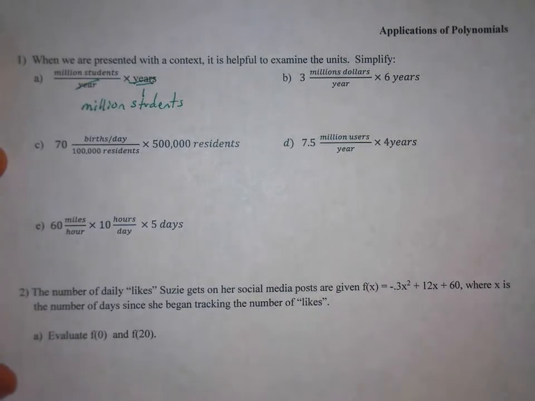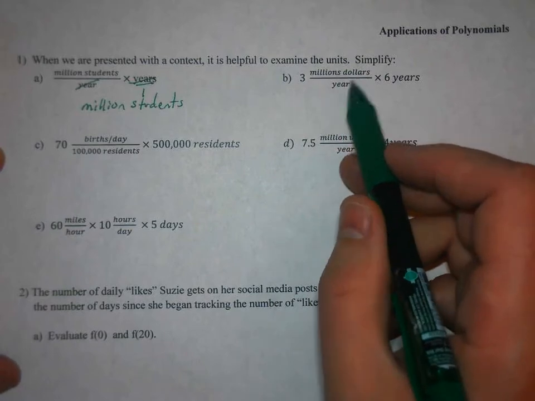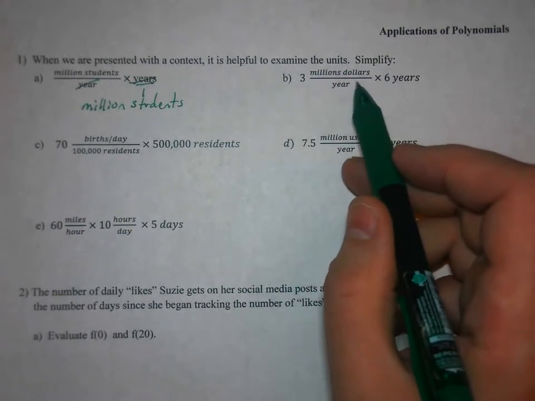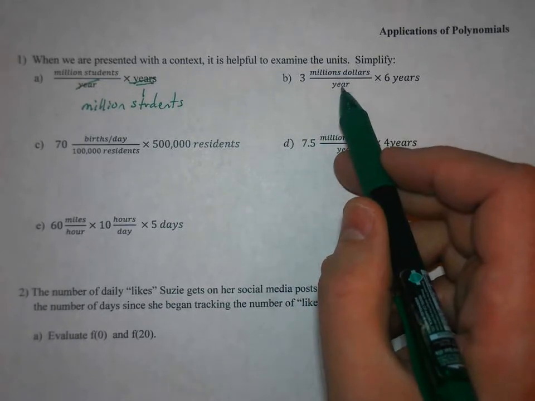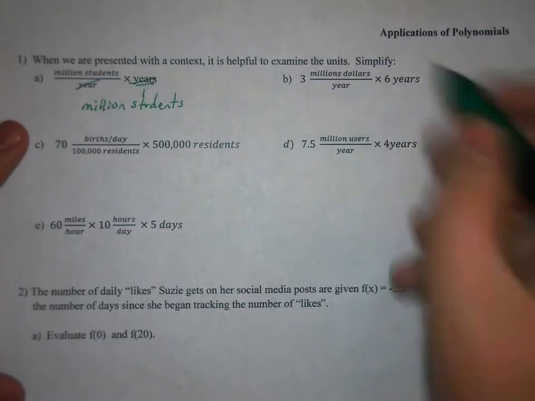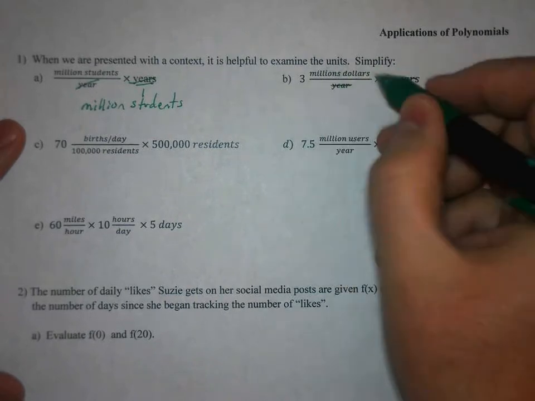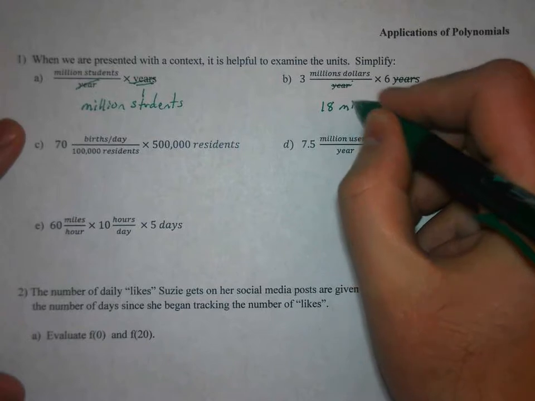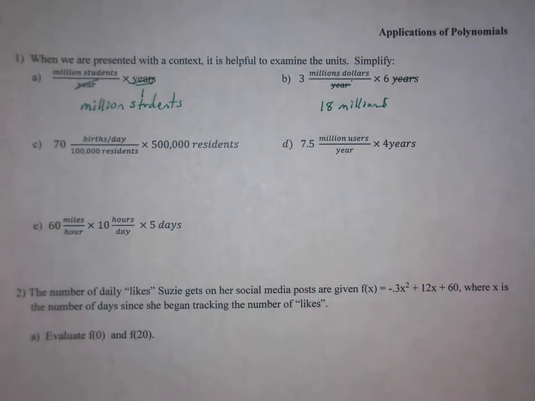Okay, in part B, now I put some numbers with it. Suppose you have $3 million per year times 6 years. So for example, maybe the profit at a company is increasing by $3 million per year over the course of 6 years. What happened? Well, again, year cancels. 3 times 6 is 18, and then $1 million is all you're left with for the words. So $18 million.